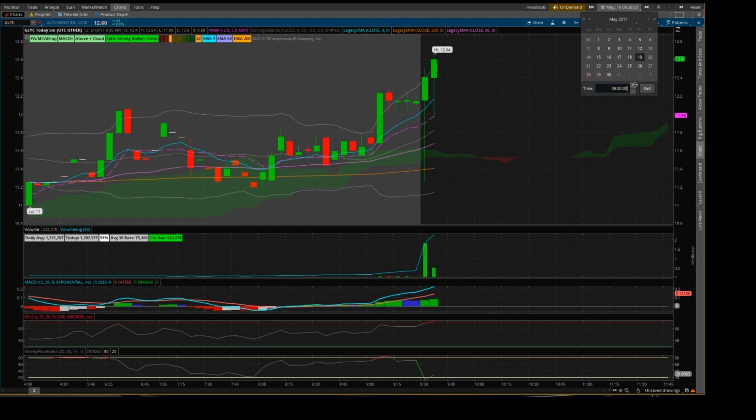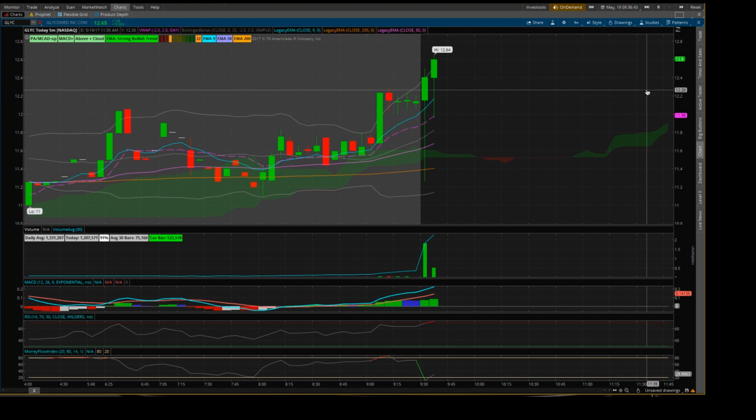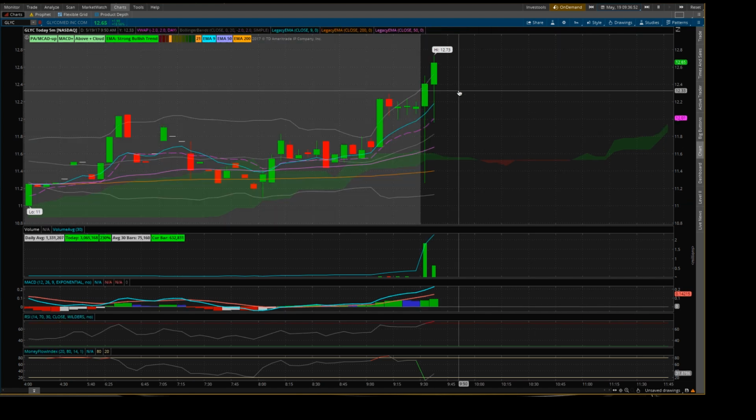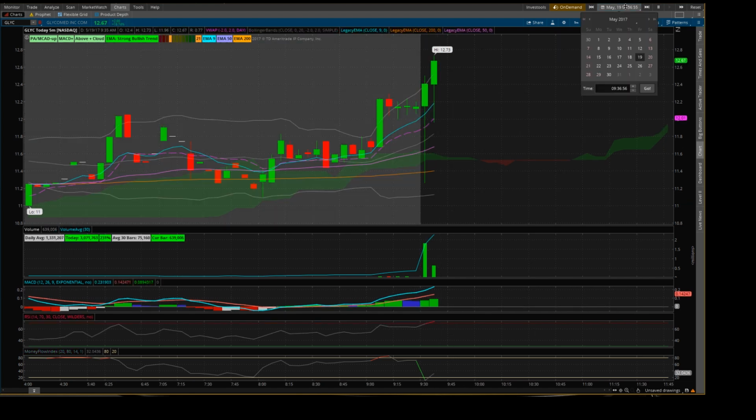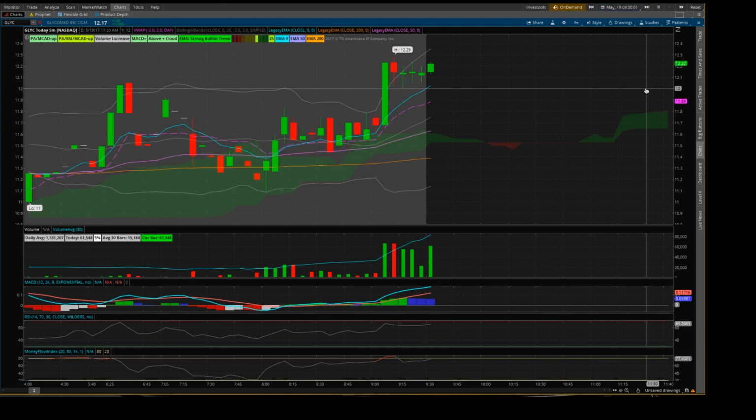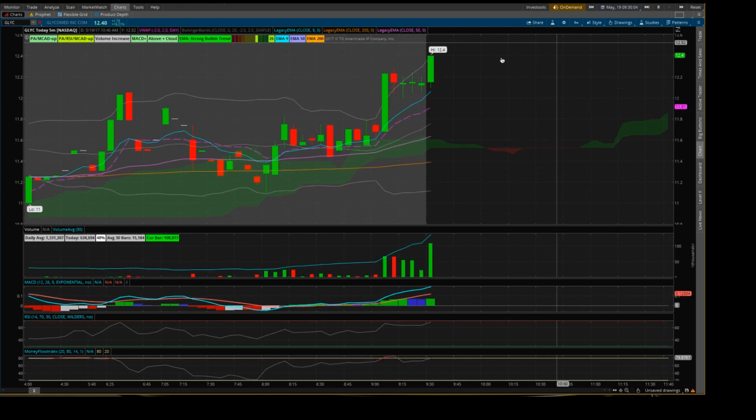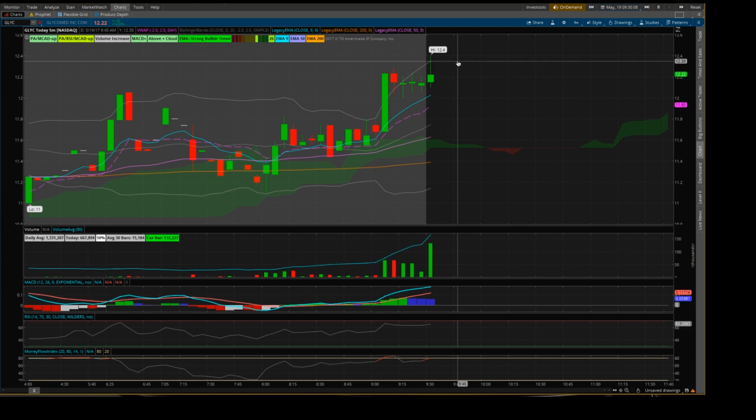And once you hit go on this, it takes a little bit of time for ThinkOrSwim to get this set up and going. And once you start seeing some of these candlesticks moving, then you'll know that this is working. So actually it looks like I didn't set up the time for that correctly. So I'm going to put 9:30 and hit go. All right, there we go. So we're now showing a chart for GLYC on May 19th.